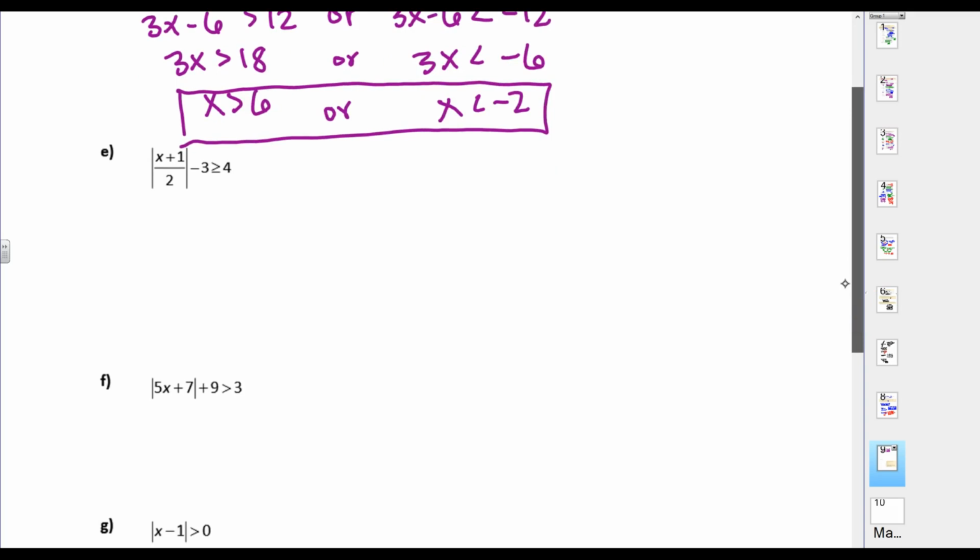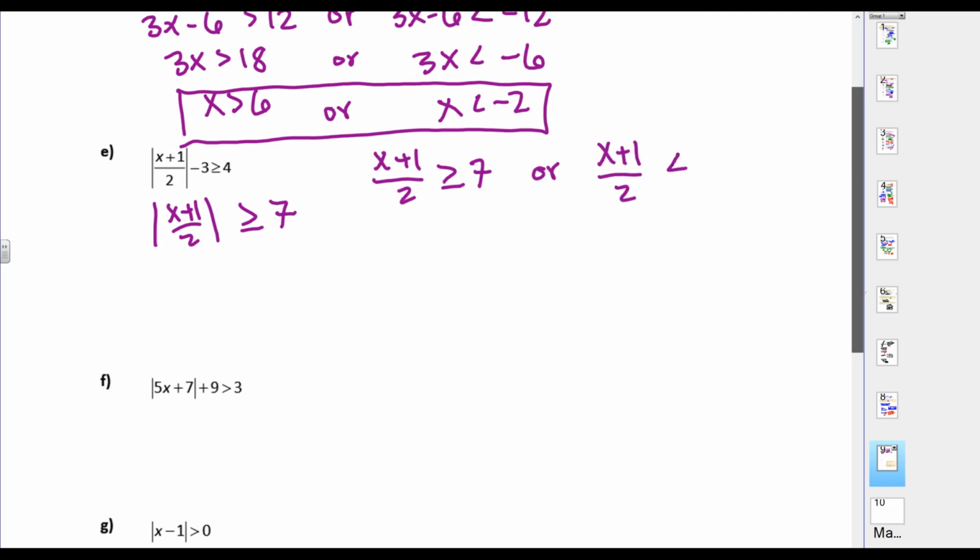E, I need to do a little bit of work to get it isolated before I can start. The absolute value of x plus 1 over 2, I'm going to add the 3 over to the other side to make that less than or equal to 7. And at this point, I can split it up into two inequalities. So I can say x plus 1 over 2 is greater than or equal to 7, or x plus 1 over 2 is less than or equal to negative 7. Multiply by 2 to clear the fraction, so I get x plus 1 is greater than 14, or x is greater than 13 when I subtract the 1, or my other side.